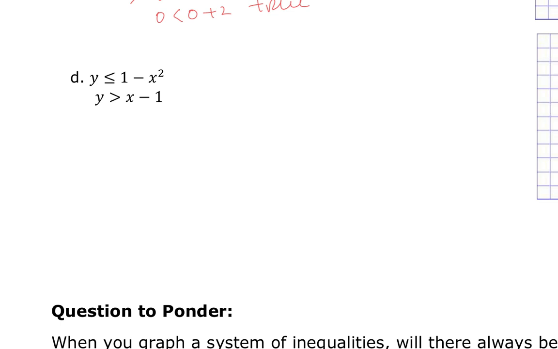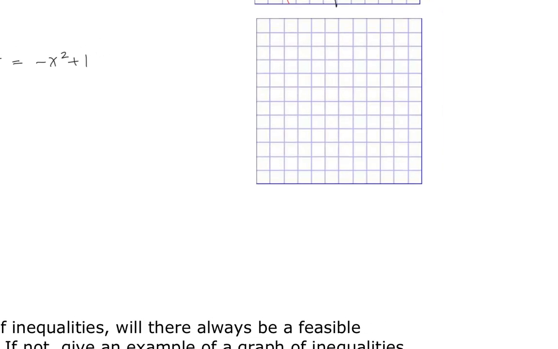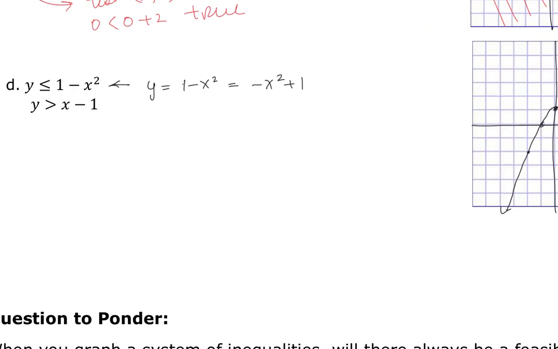So we know that this is of the form y equals 1 minus x squared, which is of the form negative x squared plus 1, which means it's a transformation of our parent function in which I have moved up 1 and reflected over the x-axis. So I'm going to go like this, here and here. So that's what that looks like.